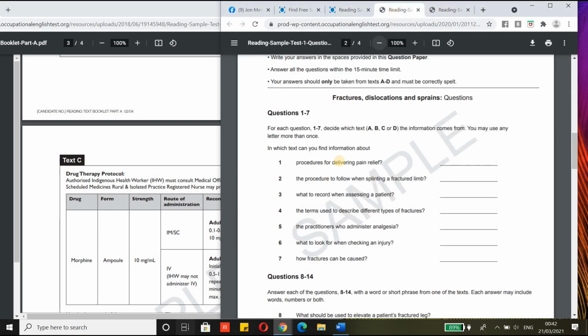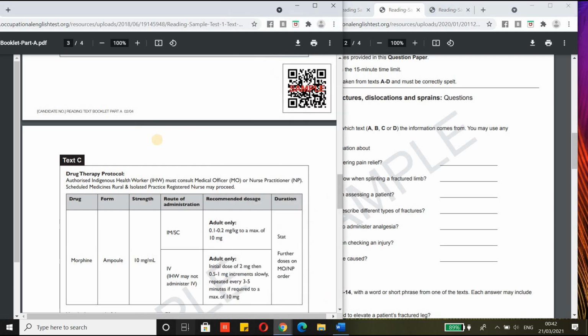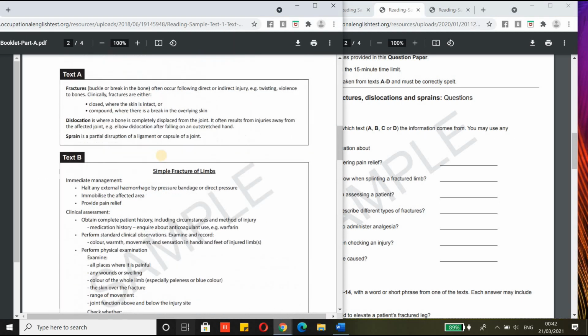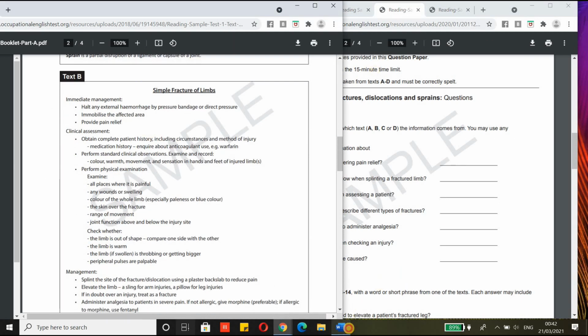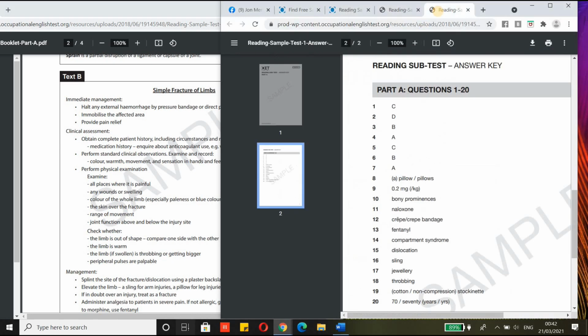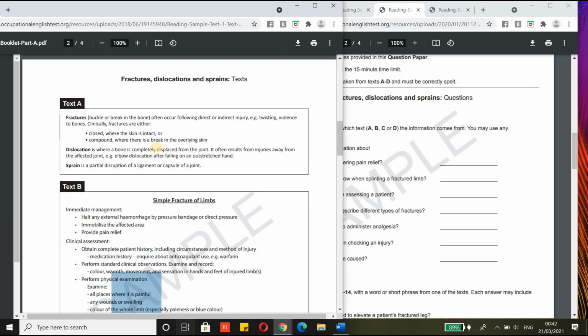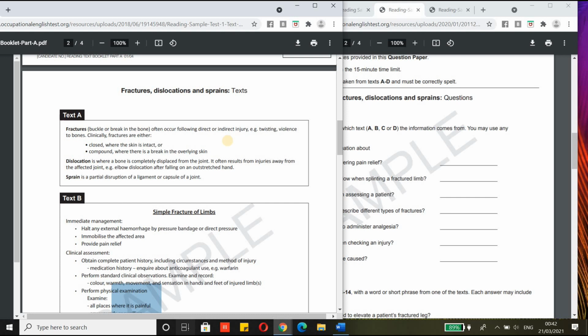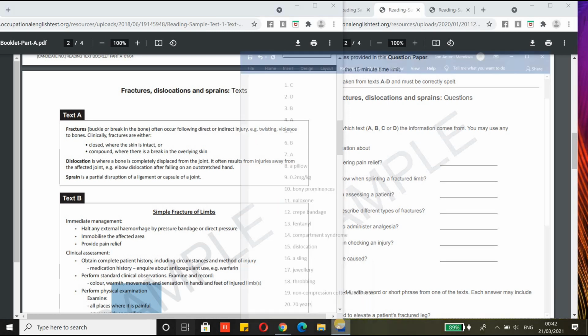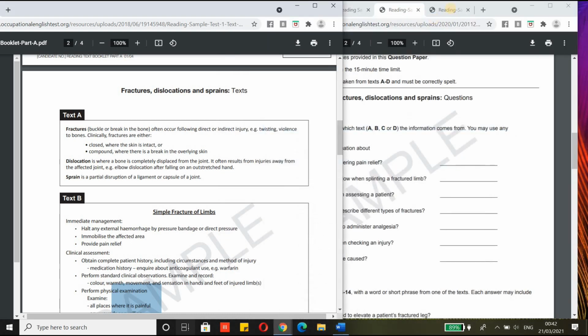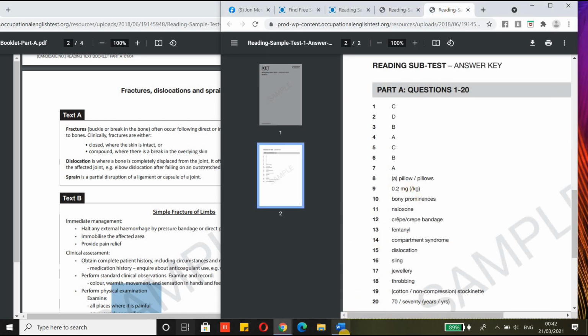And then number 6, what to look for when checking an injury. So it's under assessment and management, text B. I put text B. The answer is text B. And then number 7, how fractures can be caused. So I did put letter A, okay, due to twisting, violence to bones. That's why there's a break in the bone or fractures. I put A, and the answer is A, okay?